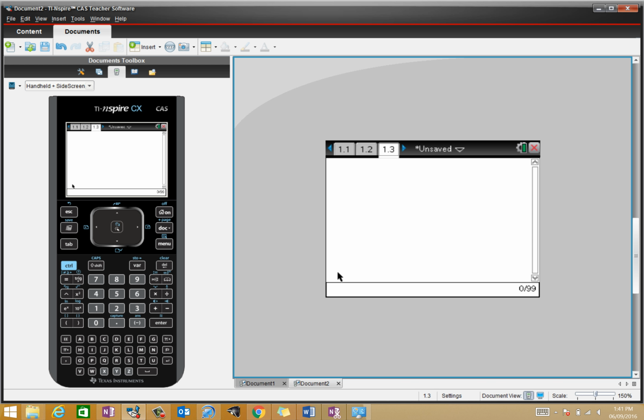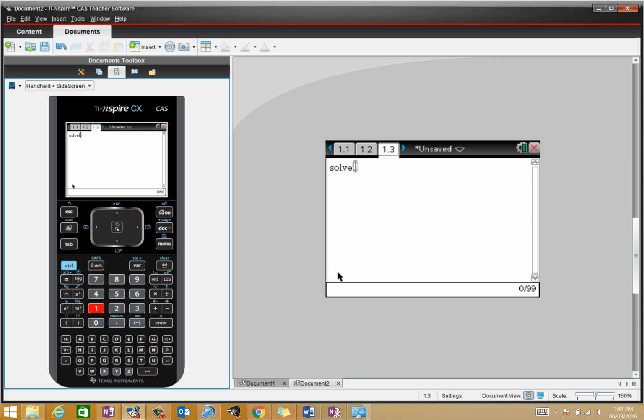If I go to menu 3.1, we solve. We want to solve the equation (x minus 3) all squared minus 25. It has to be equal to something. There has to be an equation. We need an equal sign. If you don't have an equal sign and the calculator has a problem, it's most likely because you haven't got an equal sign. There you go. x equals minus 2 and x equals 8.